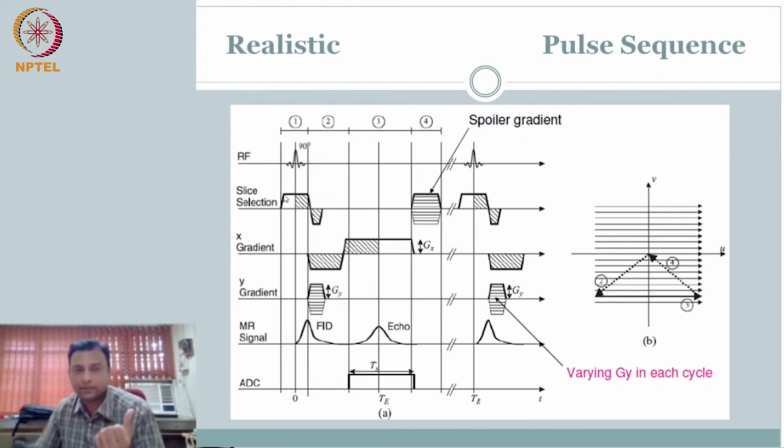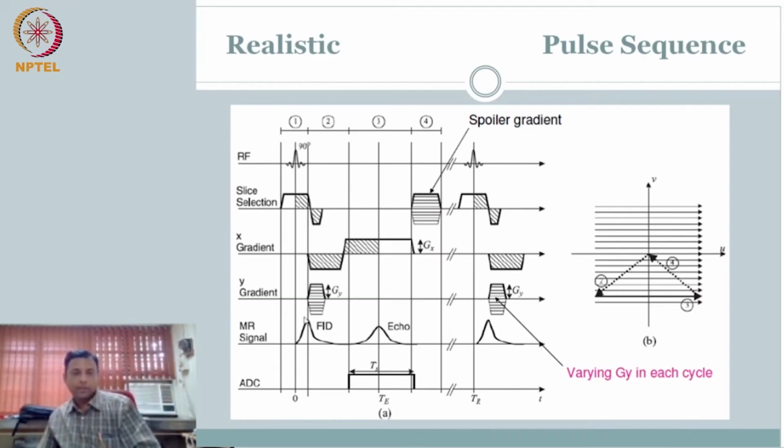So in the previous sequence that we showed, it was all ideal. That is, turn on means it goes from 0 to maximum instantaneously. Likewise, it drops from maximum to 0 instantaneously. Realistic means I am now saying it takes some time to go up, it takes some time to come down. So all the rectangles became trapezoids. That is one form of realism that we have incorporated in explanation of this diagram.